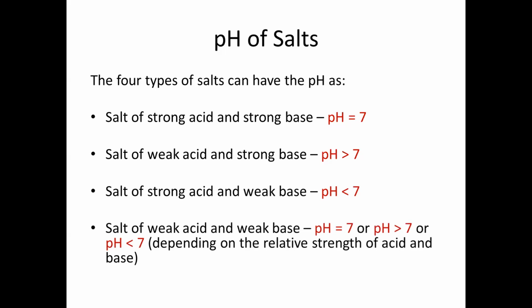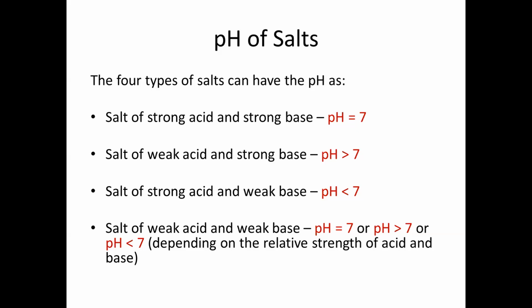And the salt of weak acid and weak base can either have pH equal to 7, greater than 7, or less than 7. That depends on the relative strength of the acid and base used in the formation of this salt. If the strength of acid is more than the base, then this will be slightly acidic. If the strength of base used is more than the strength of the acid, then this salt will be slightly basic. And if both of them have the same strength, the pH can be equal to 7.